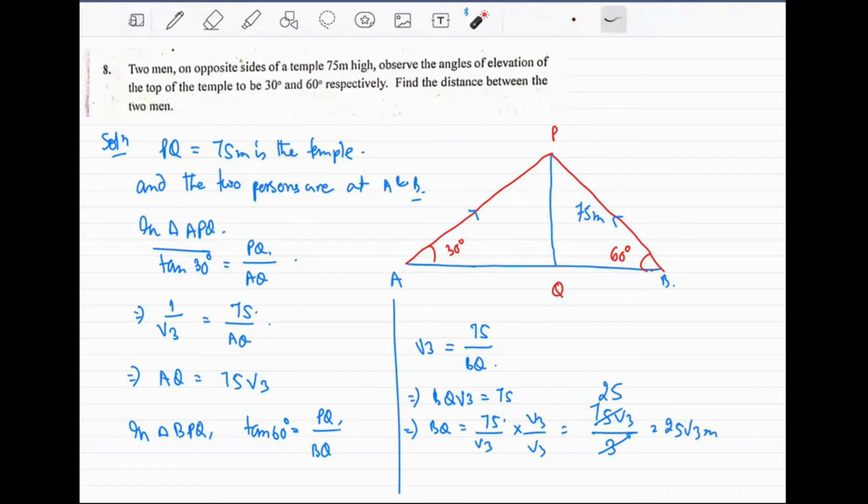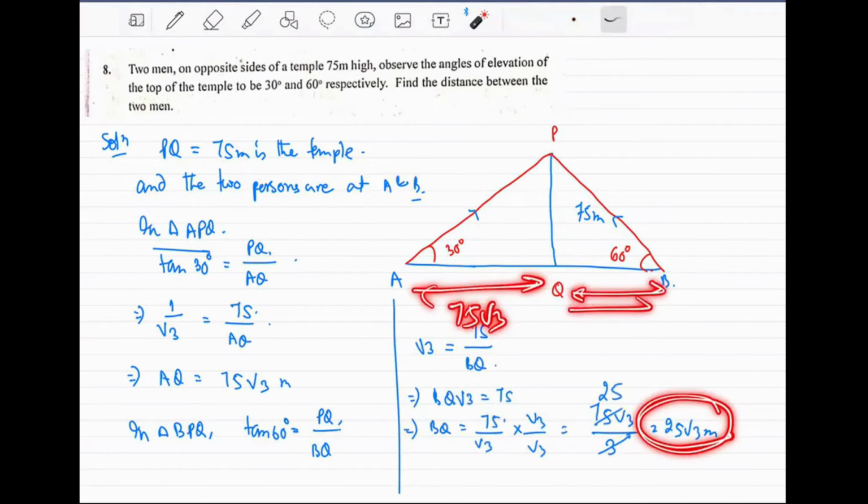Okay, look. AQ, we have got it to be 75 root 3. You have to mention meter here. And BQ, we have obtained this to be 25 root 3. You have to add them. This is 75 root 3, this is 25 root 3. Both of them have root 3 in it, so you can add them.